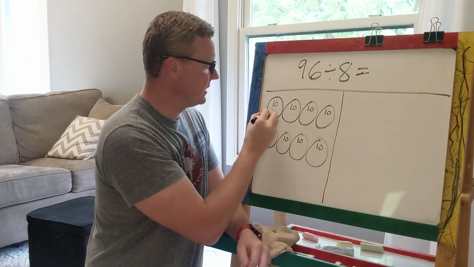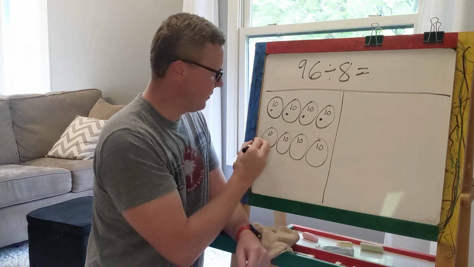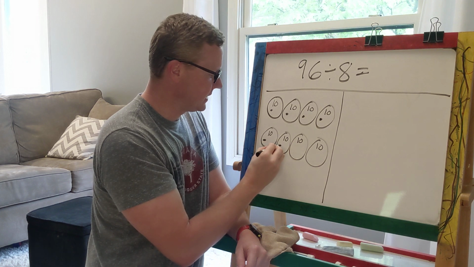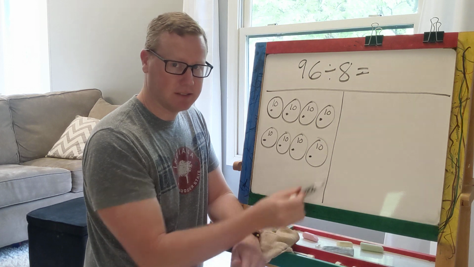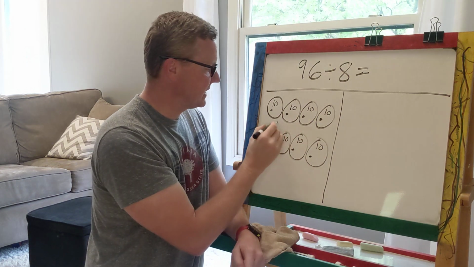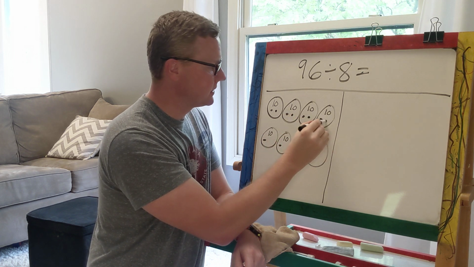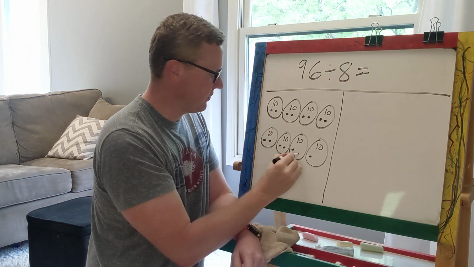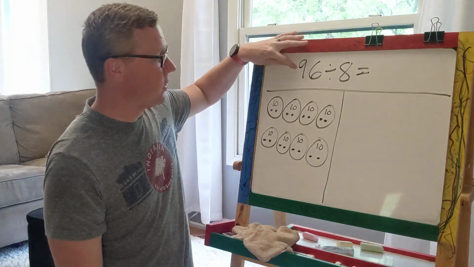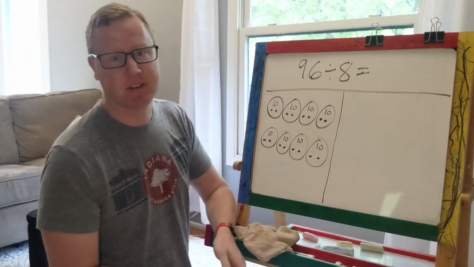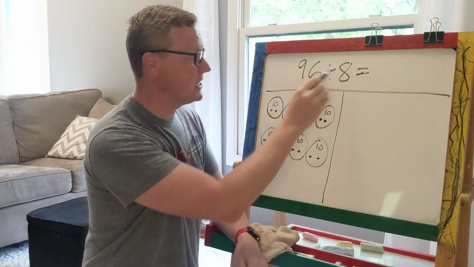So I'm at 80, 81, 82, 83, 84, 85, 86, 87, 88. Am I there yet? Nope. I need to get to 96. 88, 89, 90, 91, 92, 93, 94, 95, 96. Now we have spread all 96 into our 8 different spots. We have modeled it out. Now we can see how many go in each spot.